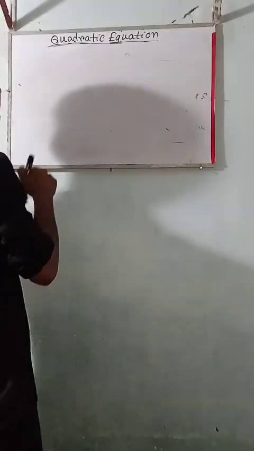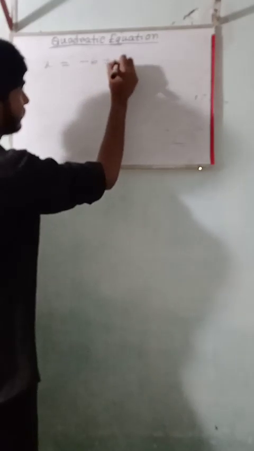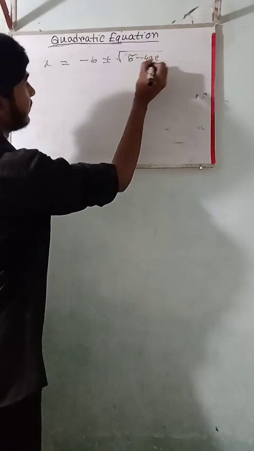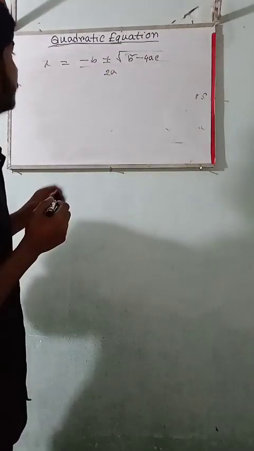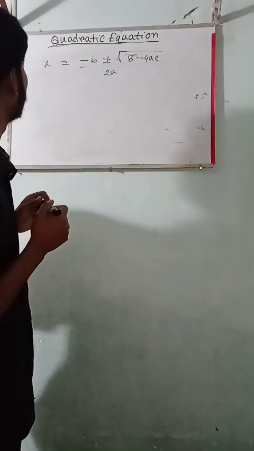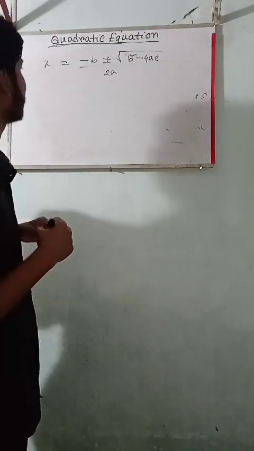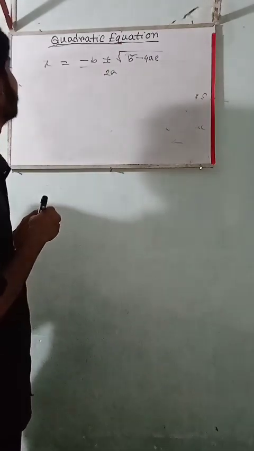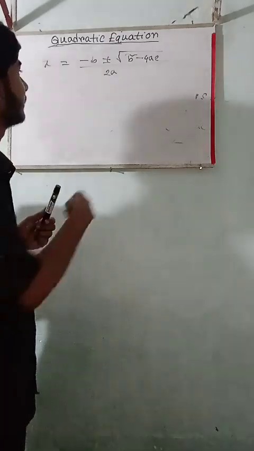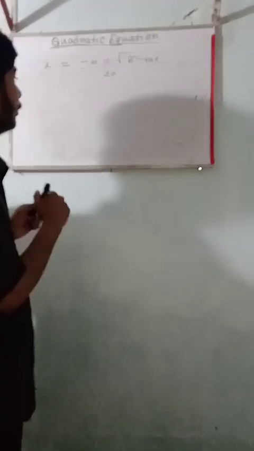We have noticed that x equals minus b plus or minus root over b square minus 4ac, divided by 2a. So we have to notice that the nature of x is totally dependent on this expression. What will be the nature of x? It is totally dependent on the root of b square minus 4ac. So it's case number 1.